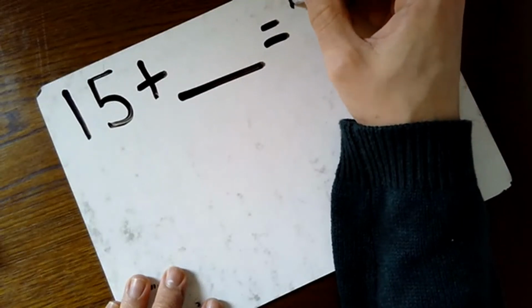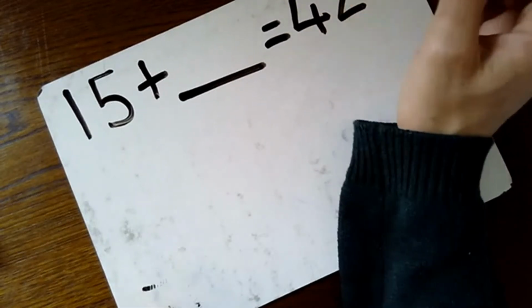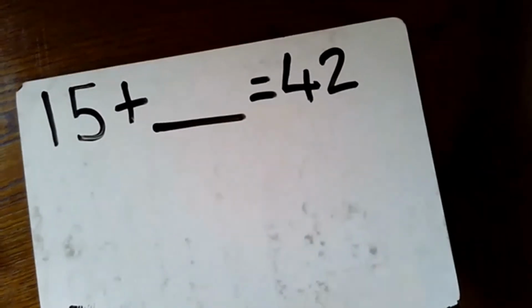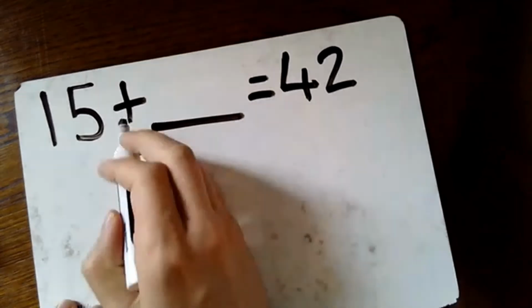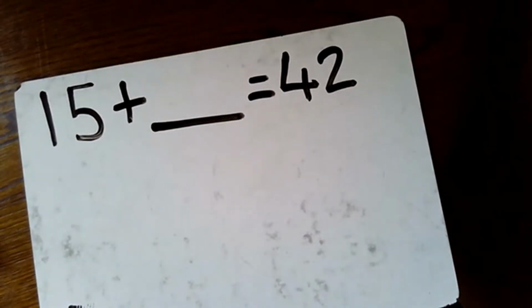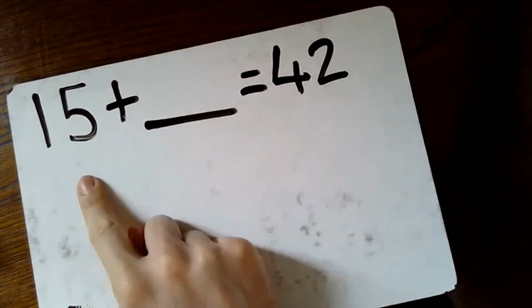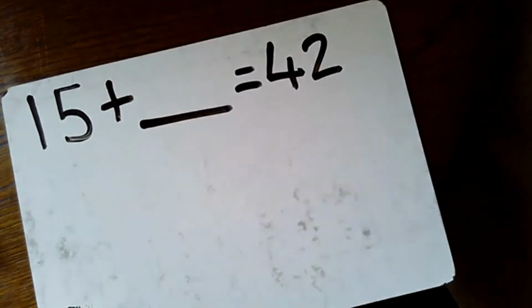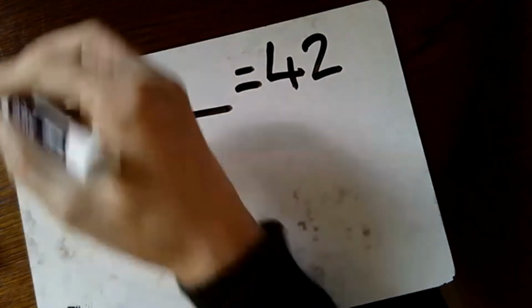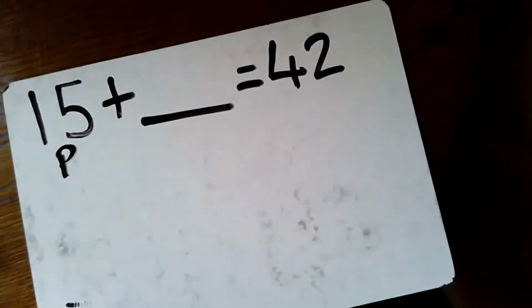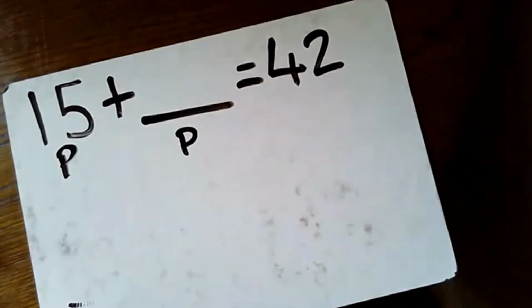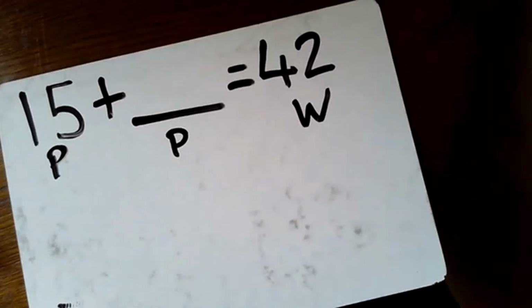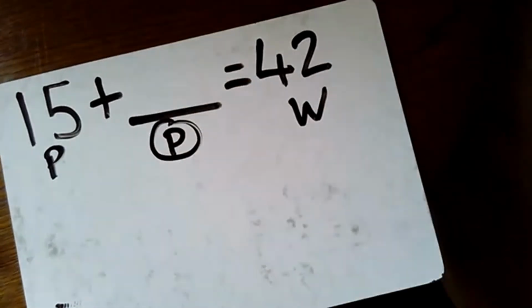Let's go with 42. 15 plus something equals 42. This says add, but I'm not going to use addition to solve it. I could technically count on from 15 to 42, and that number I count on will tell me the missing part. But look, I know 15 is a part, and I don't know this part, but I know my whole is 42. How do I find the missing part?